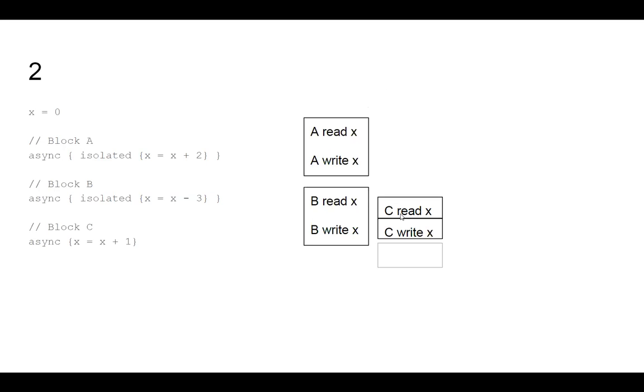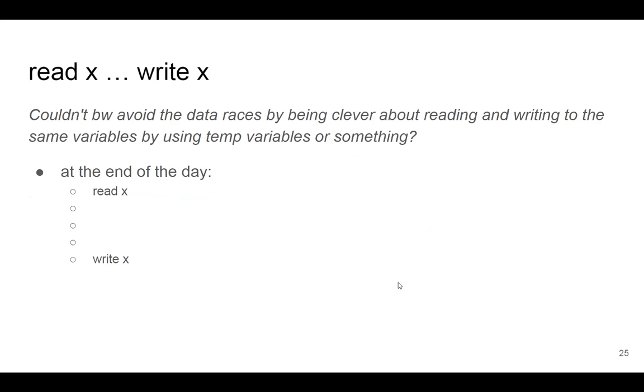You might imagine there's 1 in here, and there's 2 spots. And if C reads after these 2 have gone, then there's really only 1 place for its write to happen, which is also afterwards. Okay.